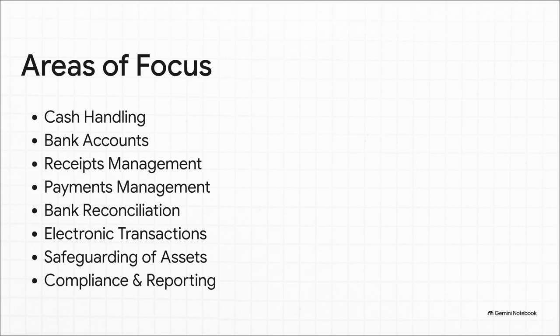Now, within that scope, we zero in on 8 specific friction points, or areas of focus. For cash handling, we review vault access logs. For bank accounts, we mandate authorized signee updates. For receipts management, we verify sequential numbering. And for payments management, we audit the individual payment vouchers. With bank reconciliation, we ensure the person reconciling the account isn't the same person writing the checks. We also focus on electronic transactions by checking dual token security, safeguarding of assets by testing physical security cameras, and compliance and reporting by reviewing regulatory filings.